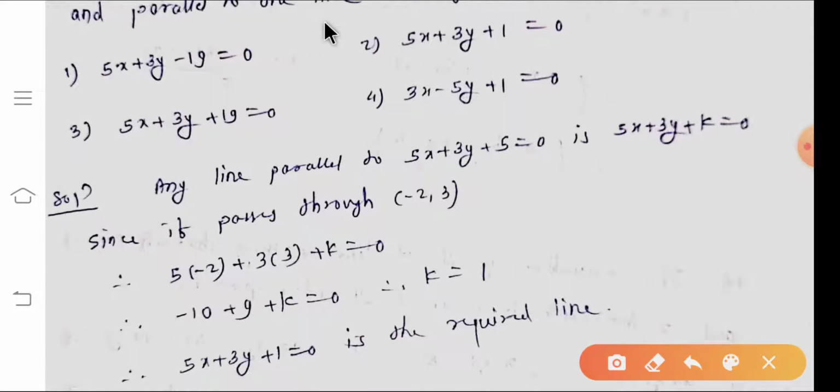That is, this equation satisfies the point. Whenever we substitute the points, we satisfy the equation.